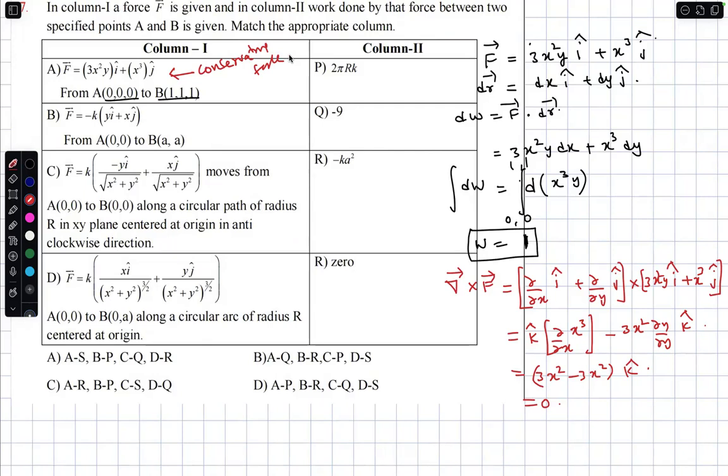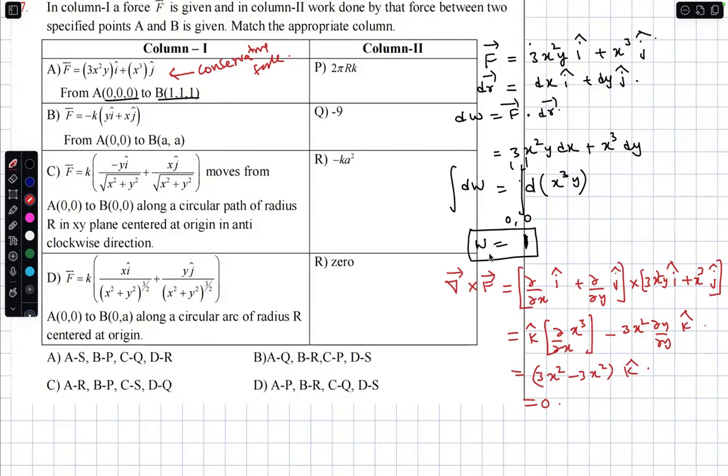My intention is not to solve this question. My intention is to explain much more in this question. So therefore, in this case, 0, 0, 0 to 1, 1, 1. What is the work? 1 only. Work is 1. There is no answer for this.